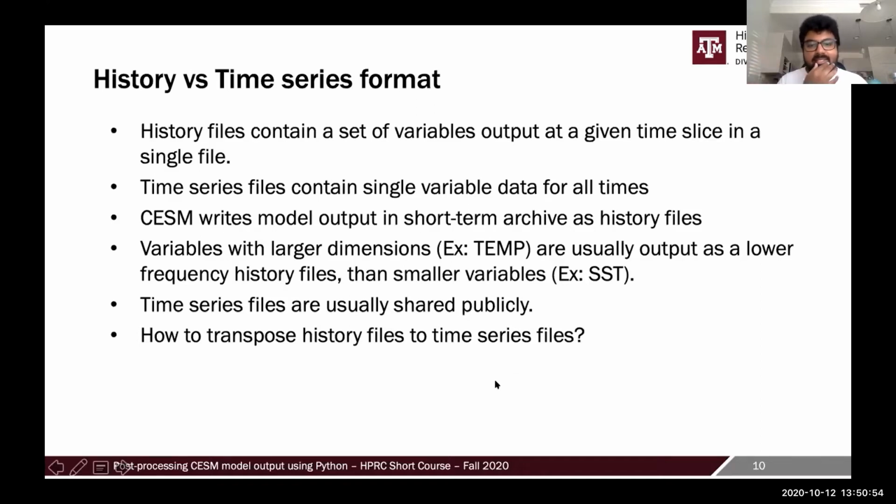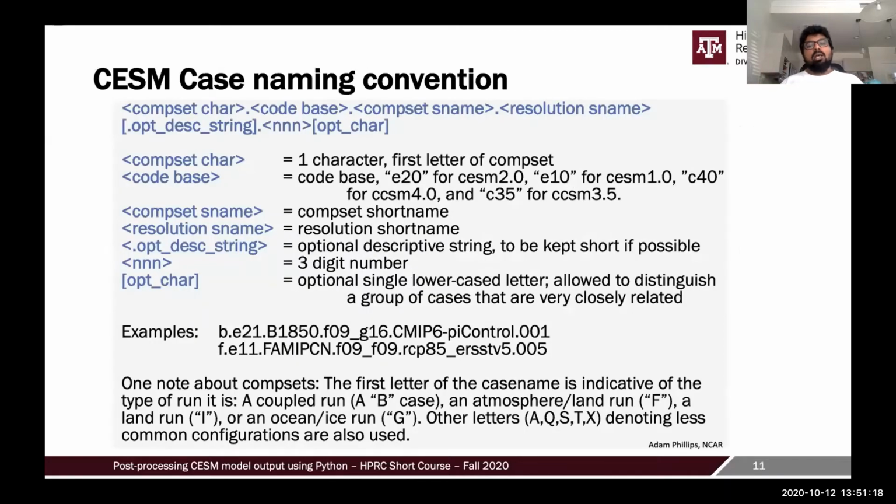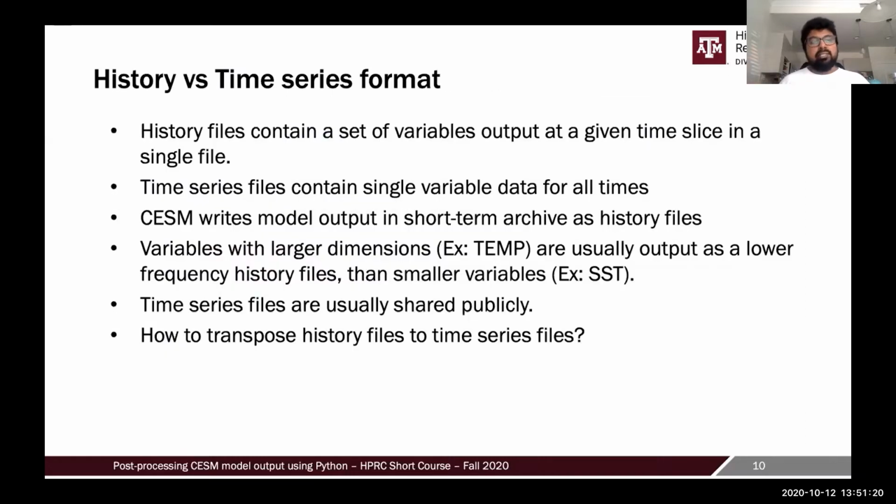Why I'm making this distinction is that the data sets we're going to be using have the history file format. But when you download data sets publicly from the internet, they're usually going to be a time series format, because, if you have experience, you'll know it's more convenient to work with than history files. And I guess there's also a question, how do you convert history files to time series files? I think we'll get to that in a little bit.